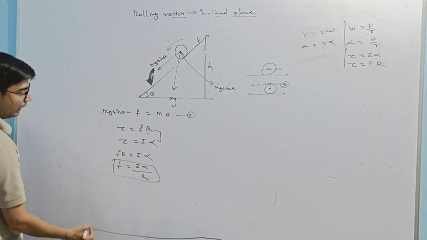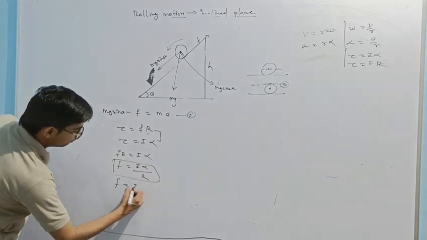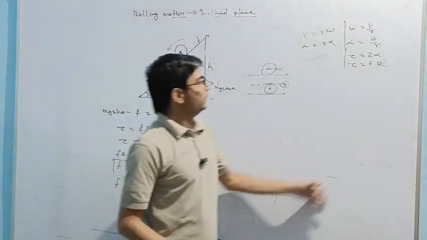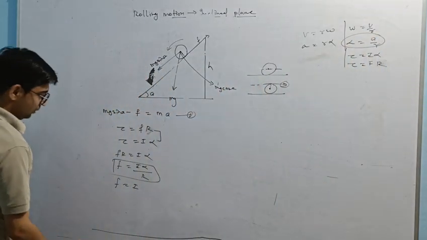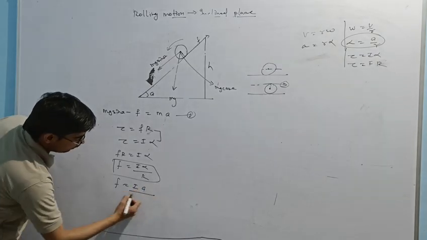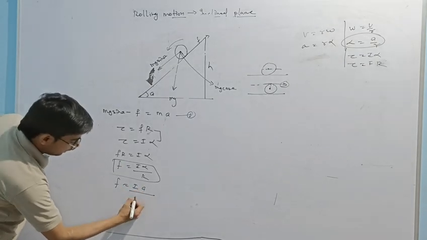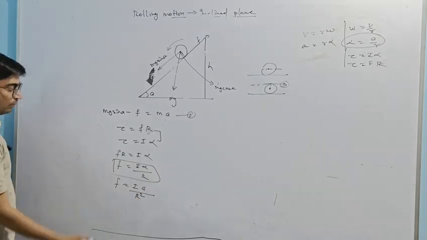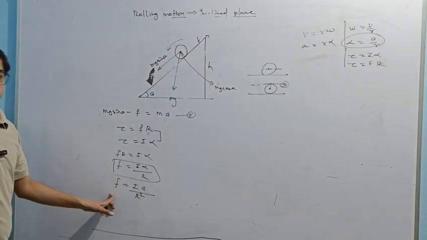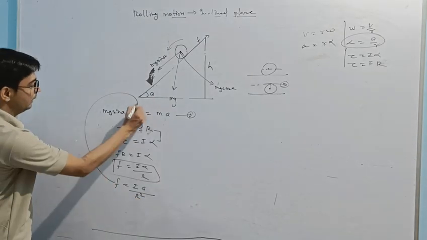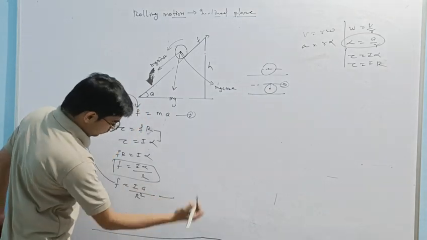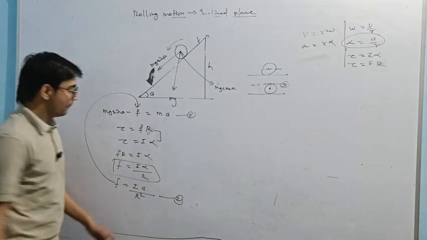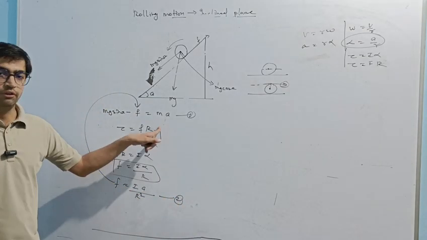You can put the value of alpha. F is equal to I into, what is alpha? Alpha is actually a upon R. R and R is actually R square. This is the formula of force. It is the frictional force. You can put this value here. You can use equation number 2, the second equation, in the first equation.